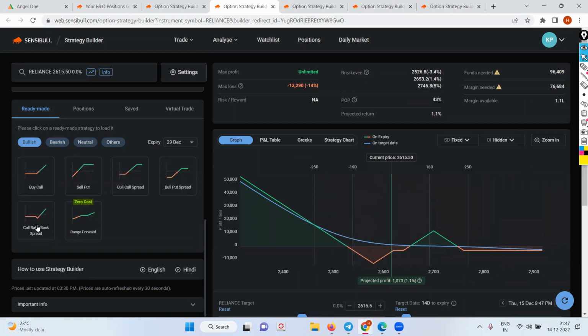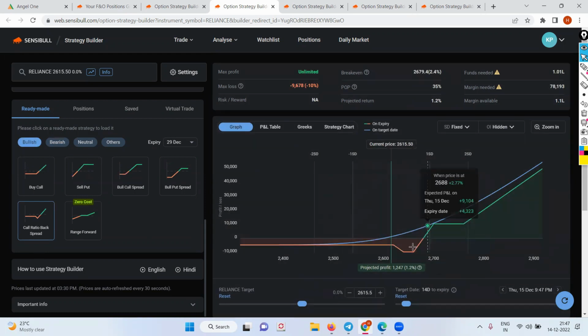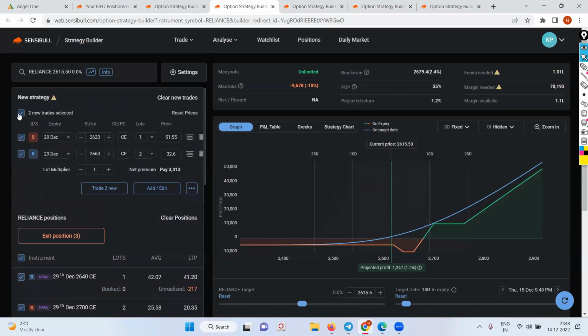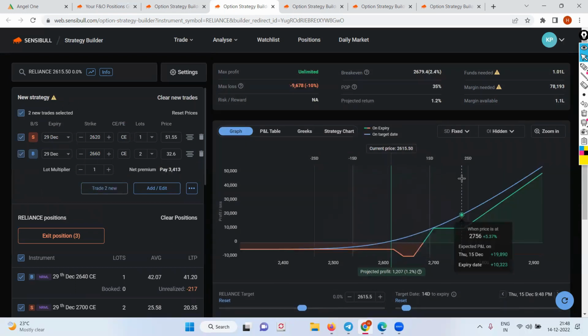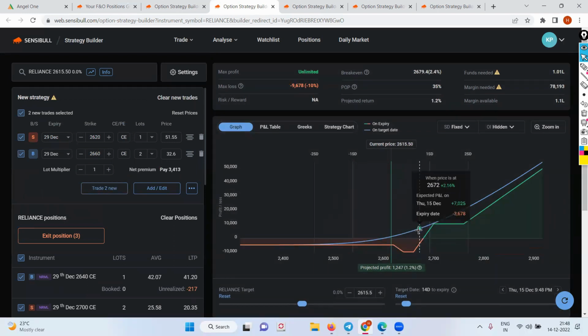Let me go to bullish and try to deploy a call back ratio spread. It's up to you. If you feel that Reliance can go up, even a 2% move is giving you a profit of almost 6,536. Let me deselect this. With your original trade, a 2% move tomorrow is giving you only 1,946. I'm talking about T plus zero. The moment you deploy this, a 2% move gives almost 3 times more profit. But I'm not recommending you go for this trade, guys.